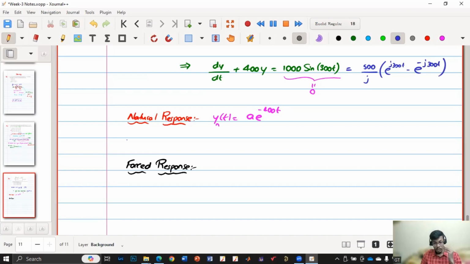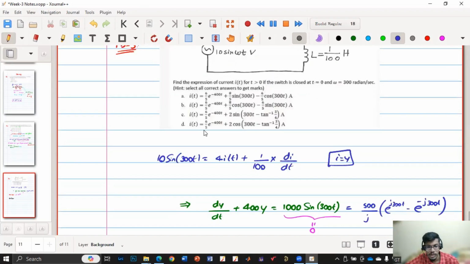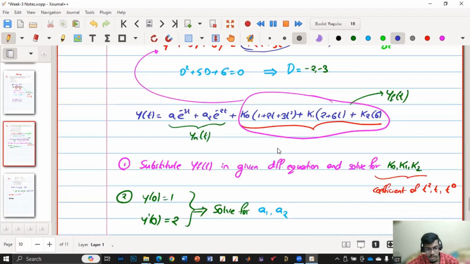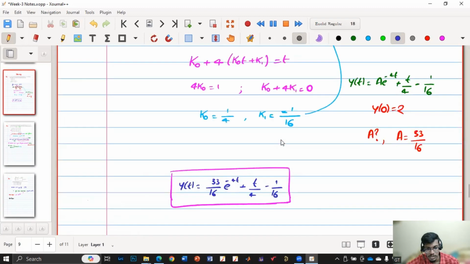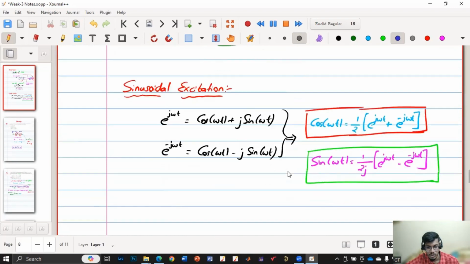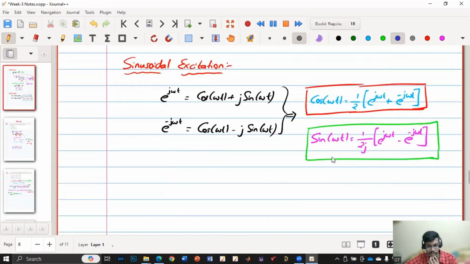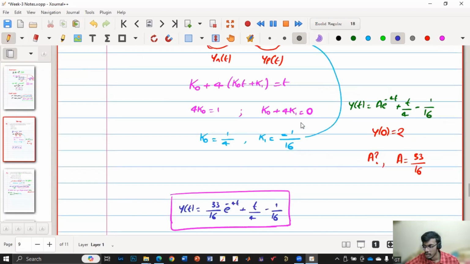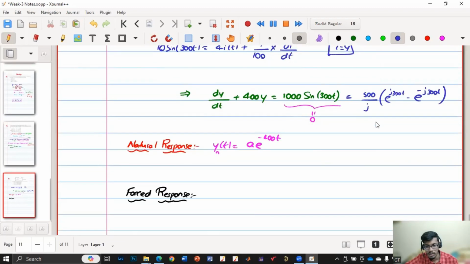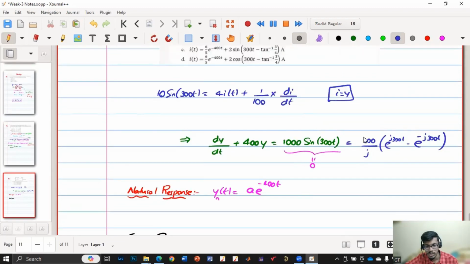Yes, because I can write e to the power j omega t plus e to the power minus j omega t. If you are having some confusion, we'll get back to Euler's formula. Yes, so we have e to the power j omega t, e to the power minus j omega t. By doing addition and subtraction, you will get cos omega t, sin omega t. So sin omega t is 1 by 2j. So that's why I have this 1 by 2j term. So 1000 by 2j is 500 by j, and I'm leaving it like that.